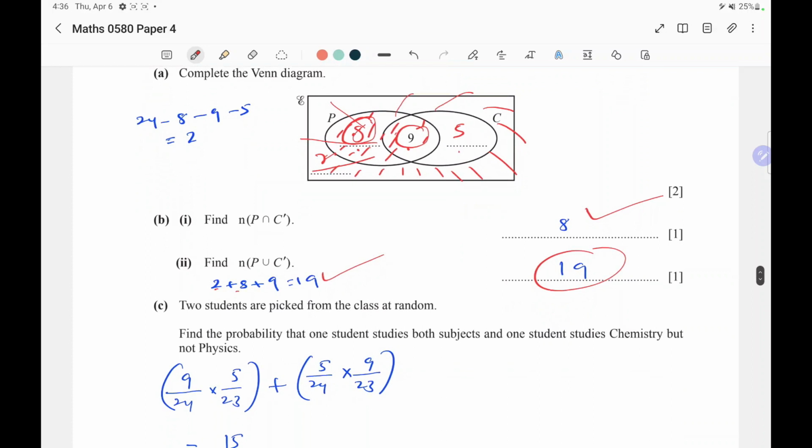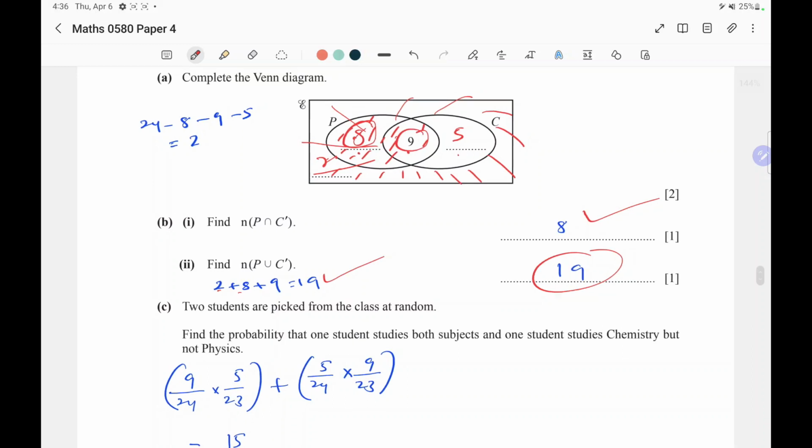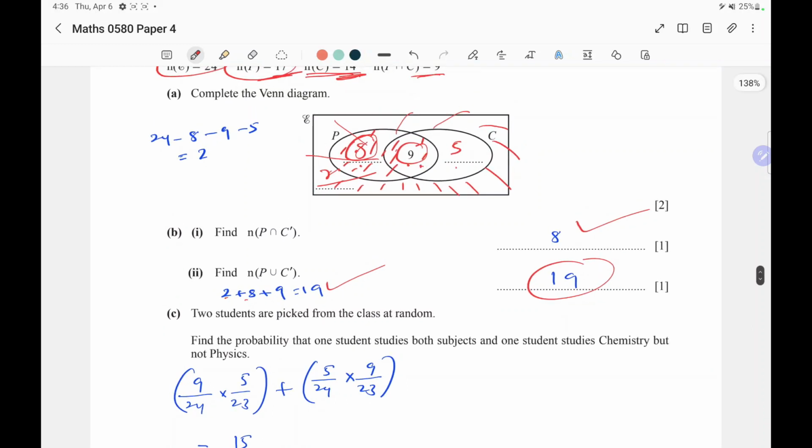Now 2 students are picked from the class at random. Find the probability that one student studies both subjects and one student studies chemistry but not physics. So both subjects, that's 9, right? So 9 over 24. And the student who studies chemistry but not physics, this part, that is 5 only. So 5 over 23, because one student I have already selected.